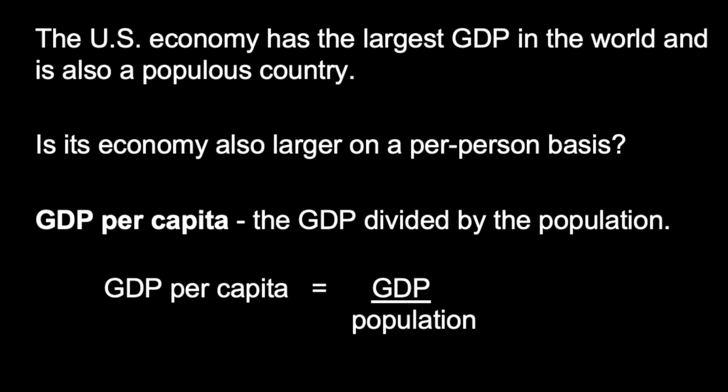GDP per capita. The US economy has the largest GDP in the world and is also a populous country. Is the economy also larger on a per person basis? GDP per capita is the GDP divided by the population.